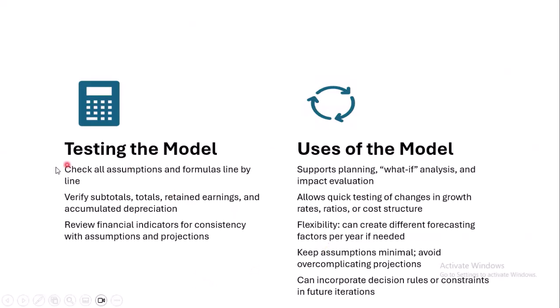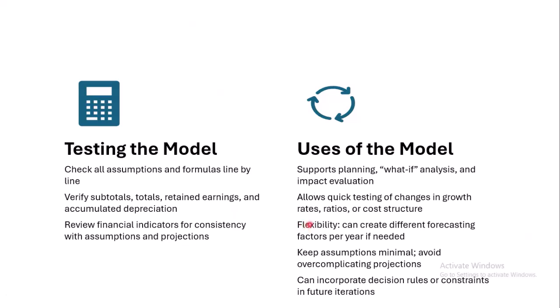Now, testing the models. You want to check all models and formulas line by line. Verify totals, subtotals, retained earnings, and accumulated depreciation. You want to review financial indicators for consistency with your assumptions and projections. And then, of course, this model supports planning, forecasting, what-if analysis, and the evaluation of the impact of one activity on the financial statement on another. It allows you to quickly test changes in growth rates, ratios, and cost structure. In fact, this is actually the first kind of what-if analysis that we will really perform, right?